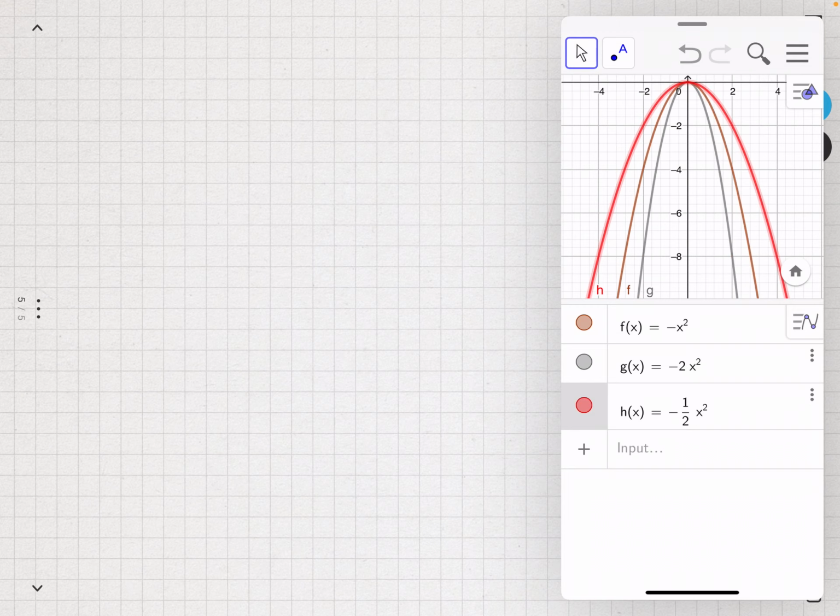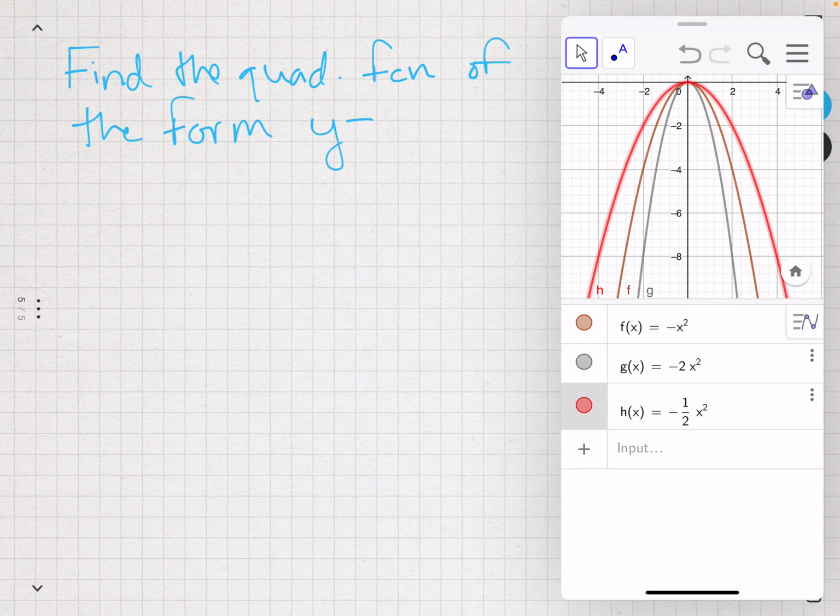So our first example is: find the quadratic function of the form y equals ax squared passing through (-3, -6).